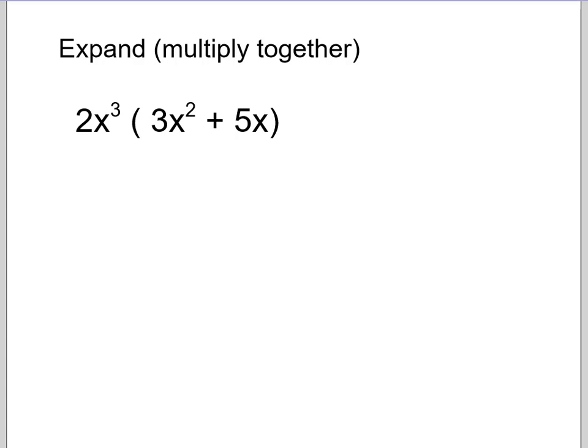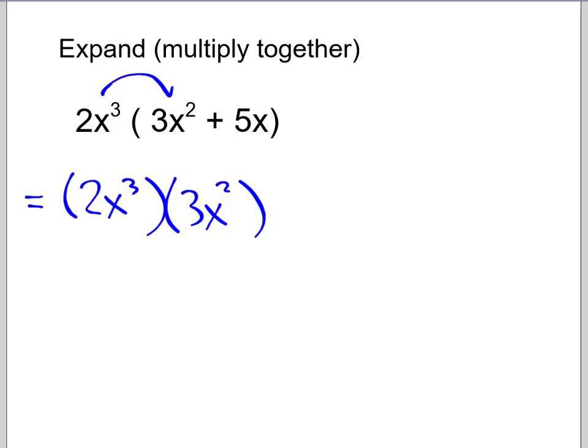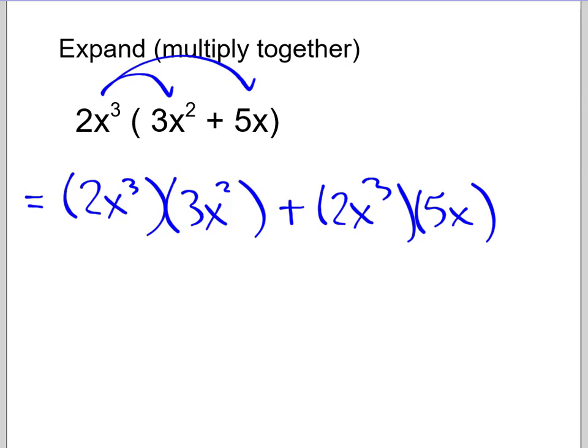Okay. Ooh, now this one's nasty. There's lots of exponents. We have lots to worry about on this one. So let's take our time. We're going to write, there's the first one. So 2x cubed times 3x squared. Then we're going to have 2x cubed times 5x. And now we're going to slow down and do each one of these as a small little problem.